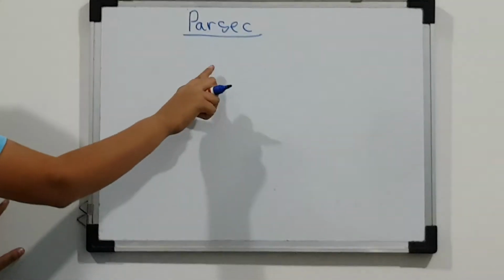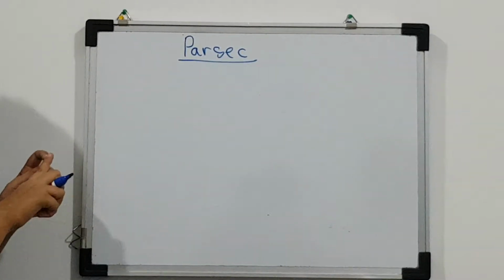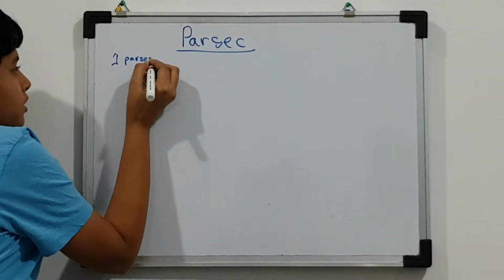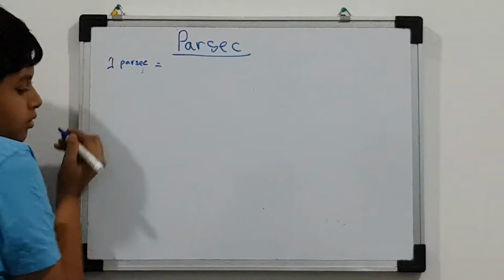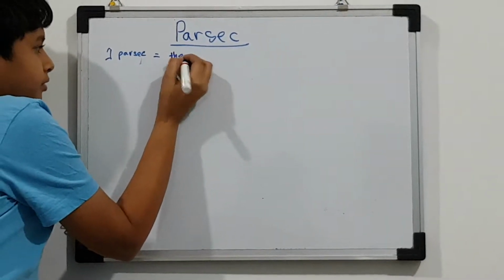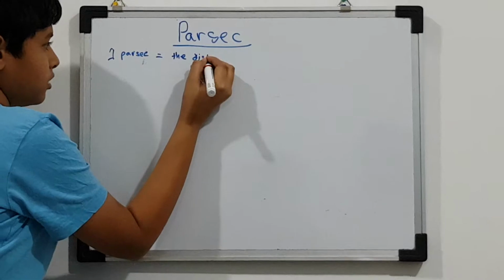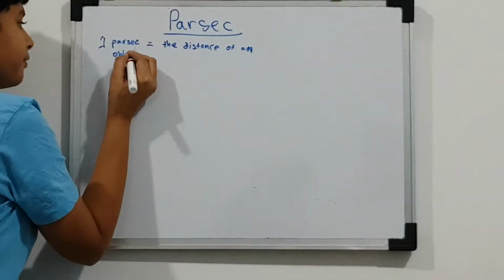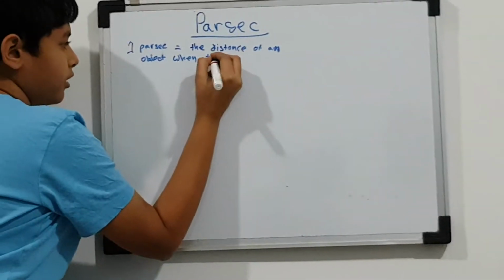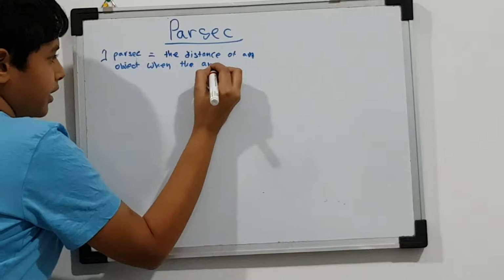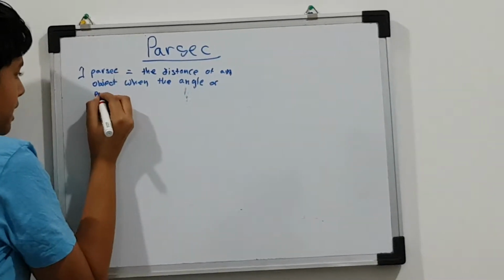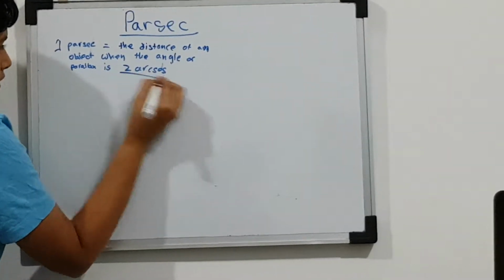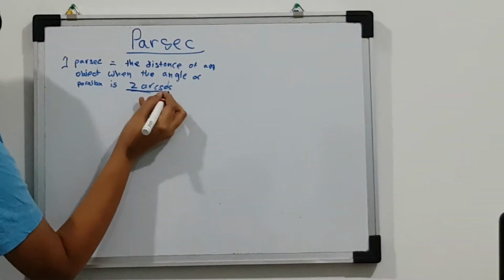So starting off, I'm going to be defining parsec, what a parsec is. So starting off with the English meaning first. 1 parsec is equal to the distance of an object when the angle of parallax is 2 arcsecs. So we need to keep this number in mind, 2 arcsecs.